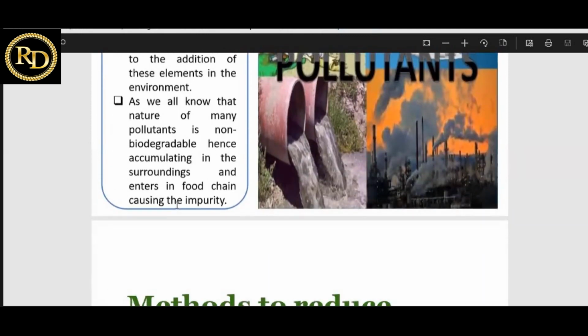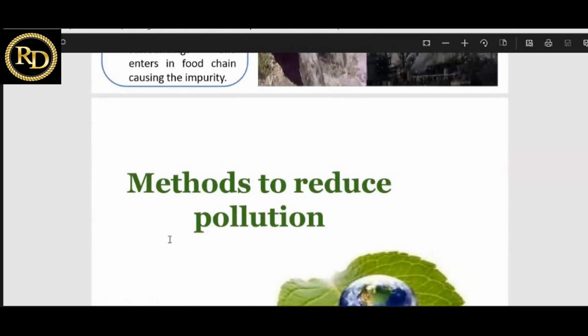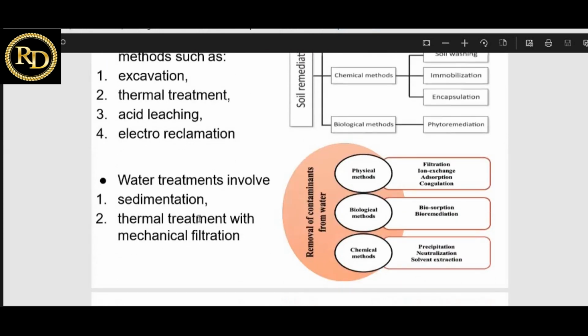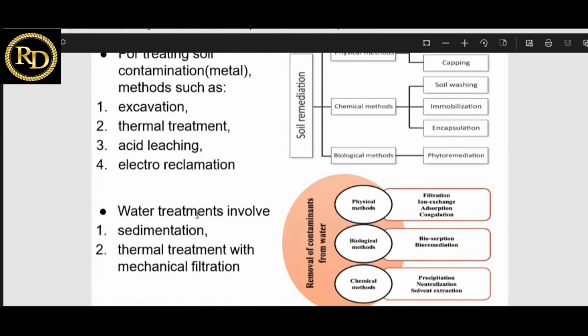And so we have different types of strategy to reduce such pollutants in our farm. So one method to reduce the pollution is that you have to treat the soil. Okay, treat the soil. It may be thermal treatments, it may be acid leaching, it may be electro-reclamation and all. But I am damn sure this is not too easy a task. It is very full of cost and all. Okay, and we have some other treatments, like if you go for water treatment, then sedimentation and thermal treatments with mechanical filtration, these are all methods. But again, I would like to tell you practically that these are not feasible methods sometimes.